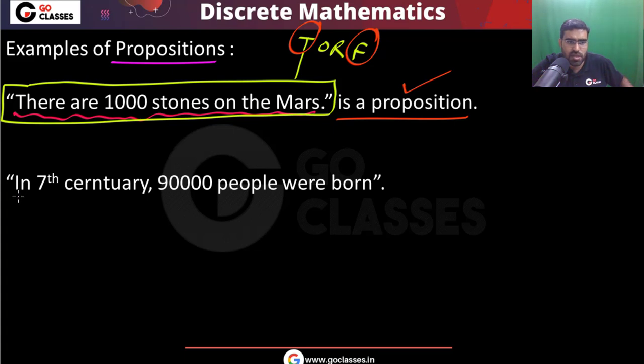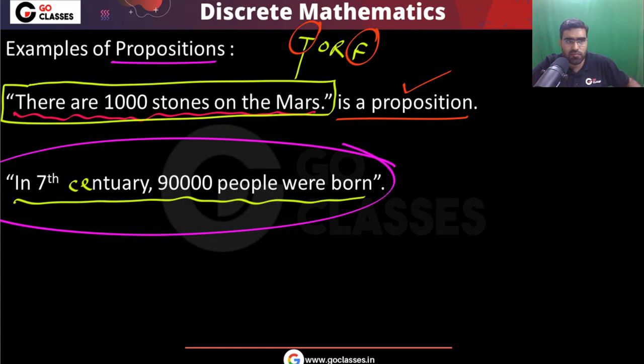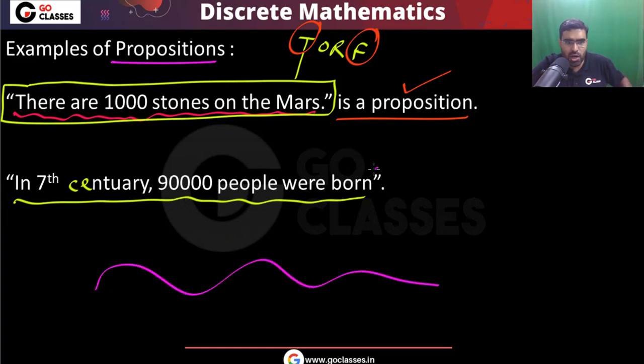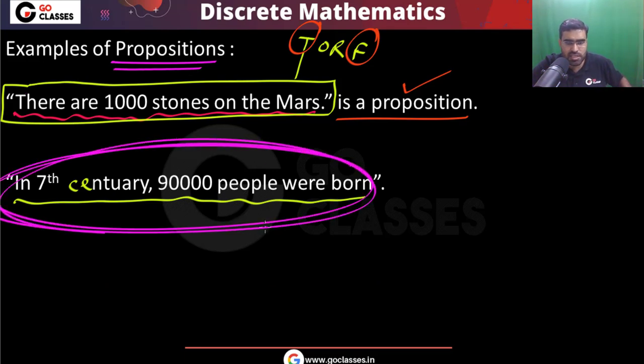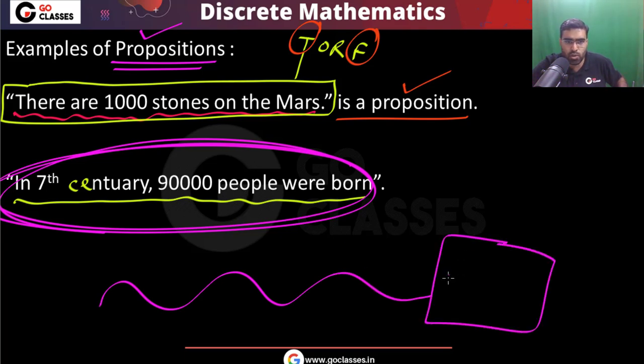What about this sentence? In the 7th century, 90,000 people were born. Now tell me, do you need to go into the past? Will you do time traveling to find out if it is true or not? I want to know if this sentence is a proposition or not. For that, do I need to time travel to the 7th century and count the number of people who were born? The answer is no.